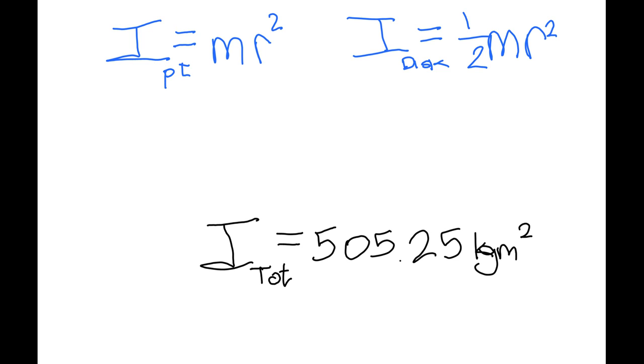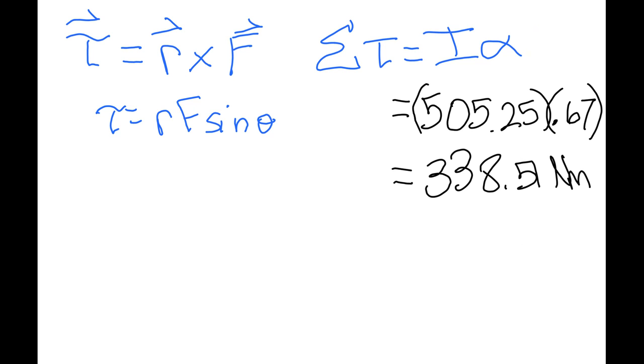We can now use this moment of inertia and our result from the first question about angular acceleration to determine the torque created by Teresa. When we fill in the moment of inertia back into this equation for torque, and then we also multiply by our original answer for the angular acceleration, we get the net torque provided by Teresa, which is 338.51 Newton meters.